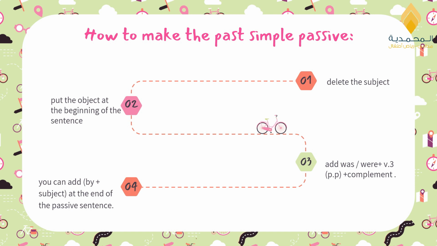So the first step is to delete the subject. Then, put the object at the beginning of the sentence. Step 3, add was or were. Was for singular, were for plural, followed by verb 3, the past participle, plus the complement. The last step, you can add by or with plus the subject at the end of the passive sentence.